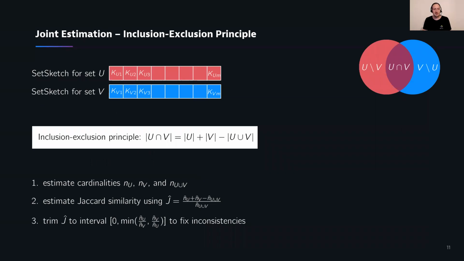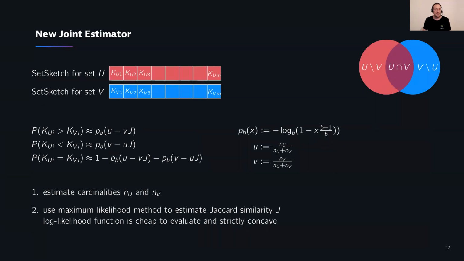To solve the joint estimation problem, 3 unknowns have to be estimated: the cardinalities of both sets and the overlap. If a sketch is mergeable, the inclusion-exclusion principle can be used to estimate the intersection size and also other joint quantities. However, this approach does not use all the joint information that is stored in the sketch. For SetSketch, we were able to find these simple expressions, which are very accurate approximations of the probabilities that a component in one sketch is greater, smaller, or equal compared to the same component in the second sketch.